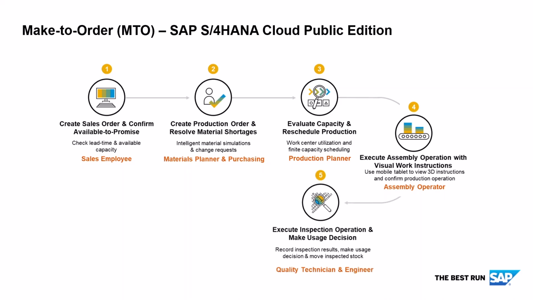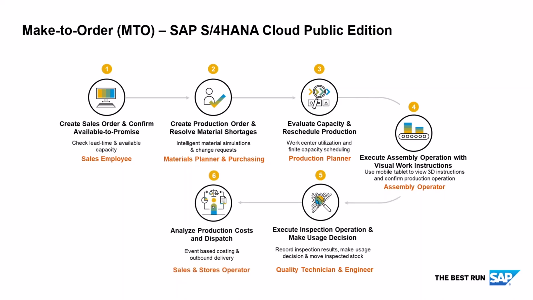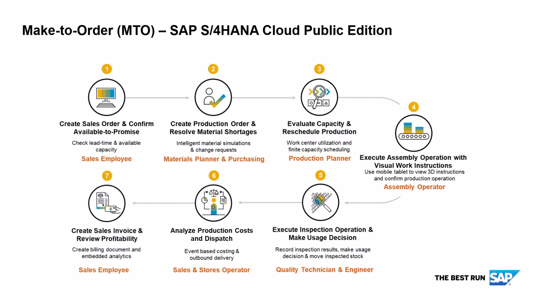The next operation is for the final inspection and is completed by the quality technician, including the inspection results recording. This is handed over to the quality engineer who will make a usage decision and move the stock from quality inspection to unrestricted use and inform sales using Microsoft Teams. Sales then checks the progress of the order and analyzes the production costs. They then release the outbound delivery to stores for the stores operator to pick the product and post the goods issue, as well as producing a dispatch note. Finally, the sales employee creates the sales invoice and uses the embedded analytics to review the profitability of the order.